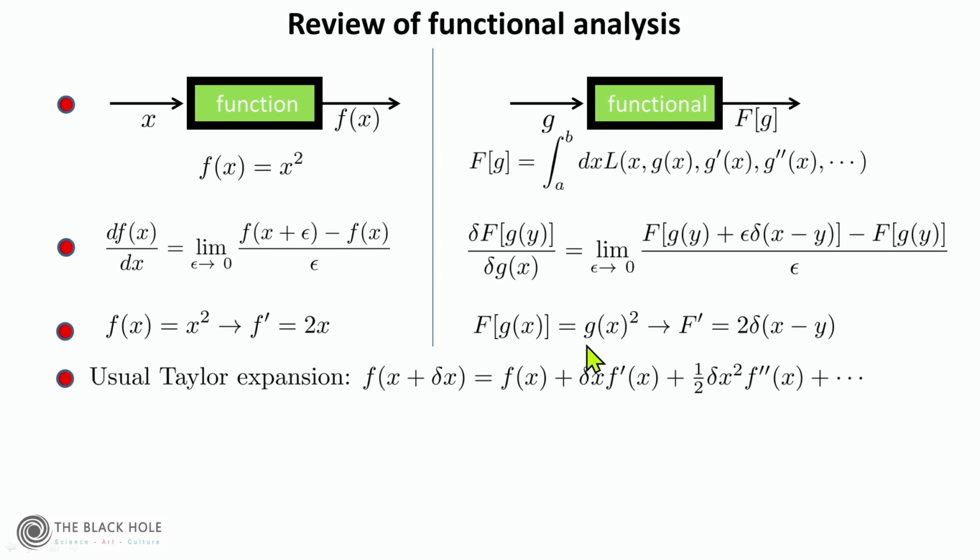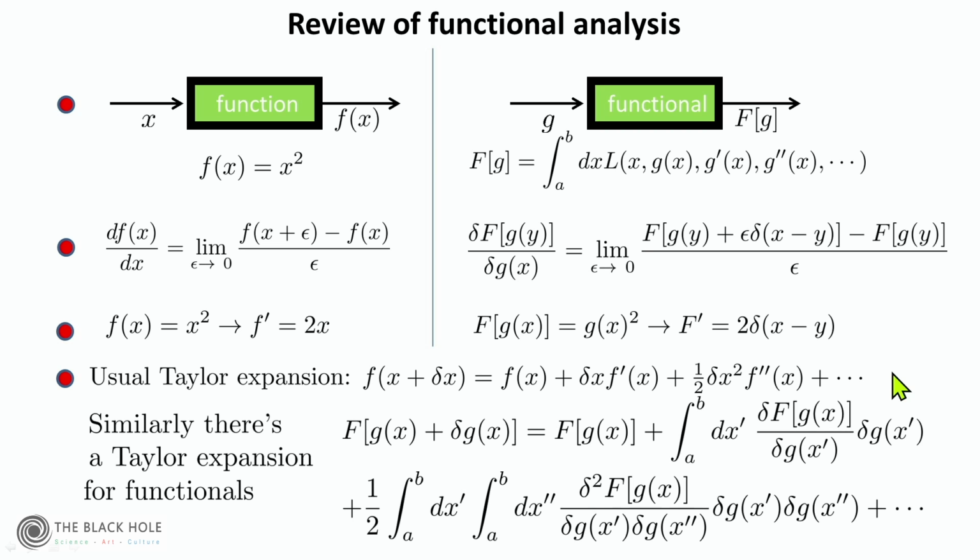Now what is going to be very important for us is the analog of the Taylor expansion. The Taylor expansion for ordinary functions says that if I move a small distance delta x away from x, then at 0th order I get the function back. At first order in delta x, I get delta x f prime of x. At second order, I get this, and so forth. And this is something that one is used to in ordinary calculus.